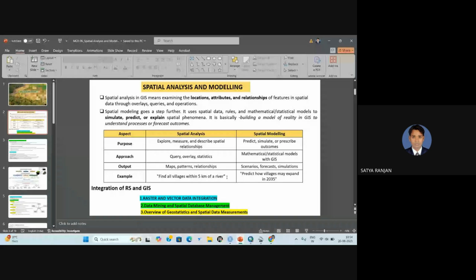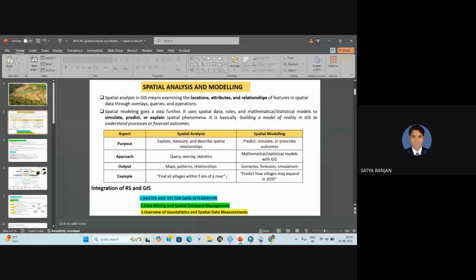Then spatial modeling, there are mathematical statistical models with GIS like NDVI calculation, then NDBI calculation, band ratio techniques. So a lot of things are there. Then spatial analysis gives output like maps, patterns, relationships. And spatial modeling gives scenarios, forecasts and simulations.